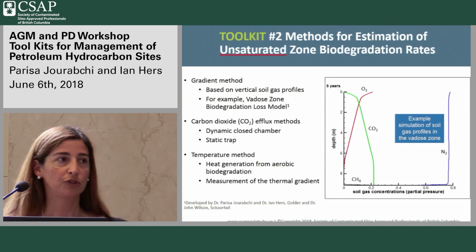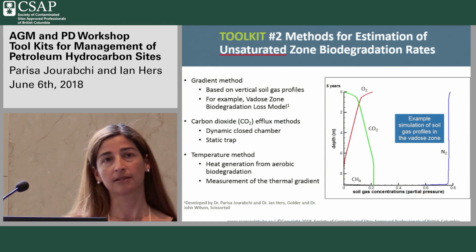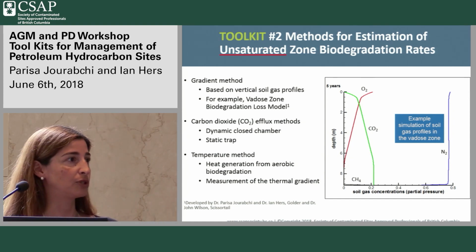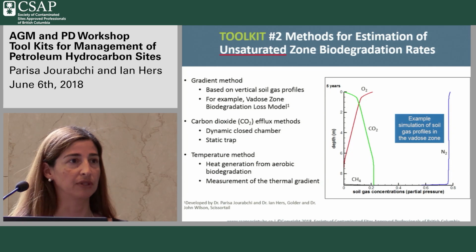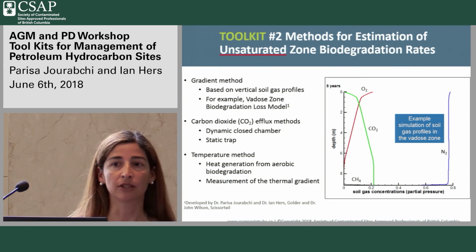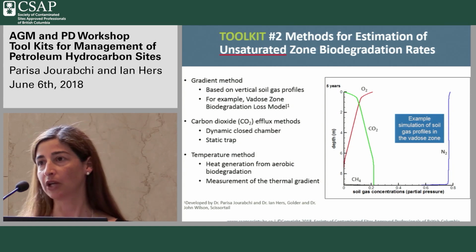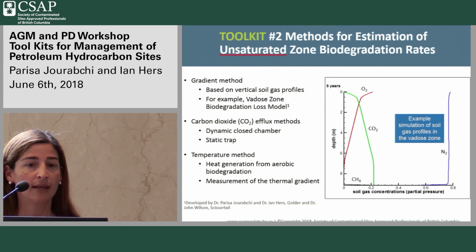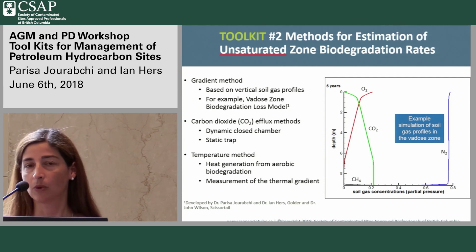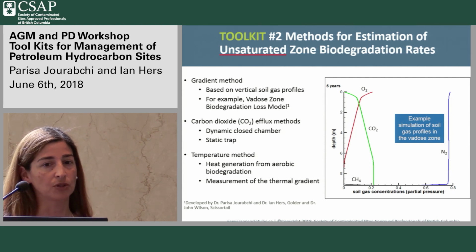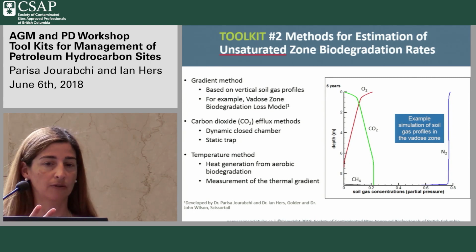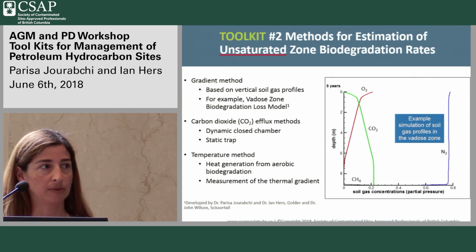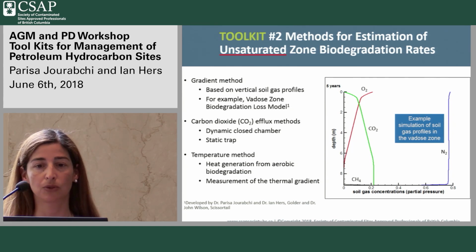To be able to quantify those rates of degradation, some recent studies, as recent as a review paper in 2017, have shown that those vadose zone or unsaturated zone biodegradation rates can be 1 to 2 orders of magnitude greater than the rates of attenuation or biodegradation that you would get in the saturated zone. So looking at ways to quantify those rates in the unsaturated zone, it is based on the concept that the reactions that are occurring produce gradients in soil gas concentrations: depleted oxygen with depth and an increase in CO2.